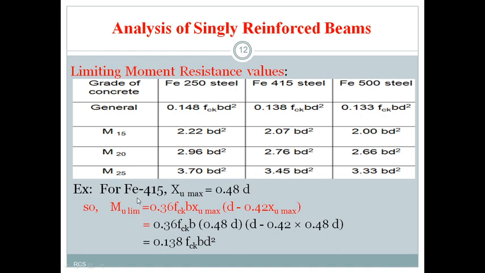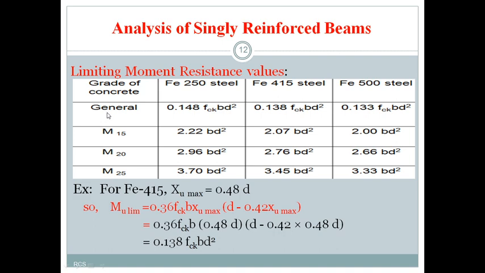When we are using Fe415 steel, the value of the maximum depth of neutral axis is 0.48 D. You have to substitute this value here and multiply by the lever arm, that is D minus 0.42 into XU again, and in place of XU you substitute 0.48 D. If you simplify this, we will get 0.138 FCK BD square. What is this? It is the limiting moment of resistance for the grade of steel Fe415.